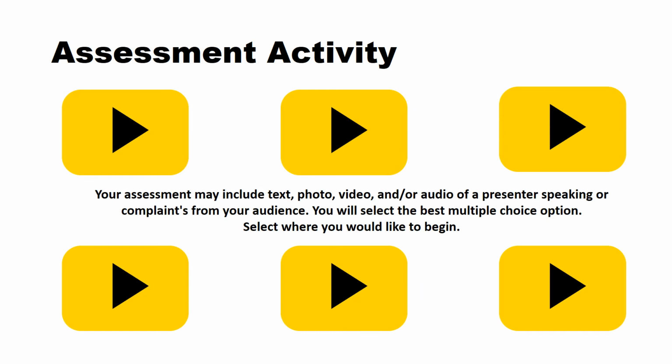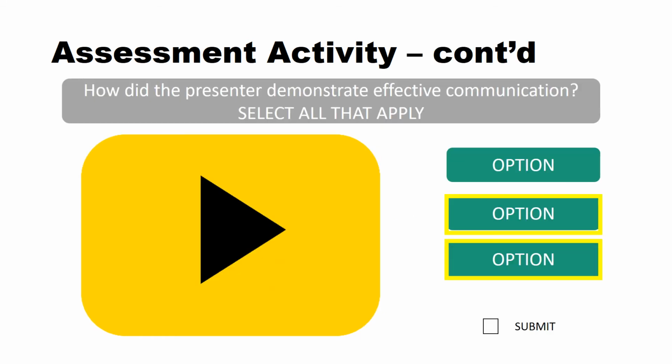Assessment. This is the final piece. There are 6 different video and or audio clips here so the learner can hear various presenters, and after selecting one, they will go to a next page. They will watch and or listen, and they will measure whether and how the presenter demonstrated the presentation effectively. So was their communication effective?